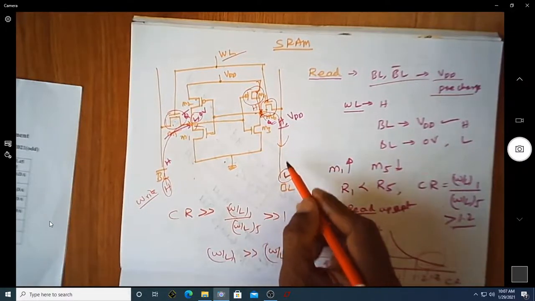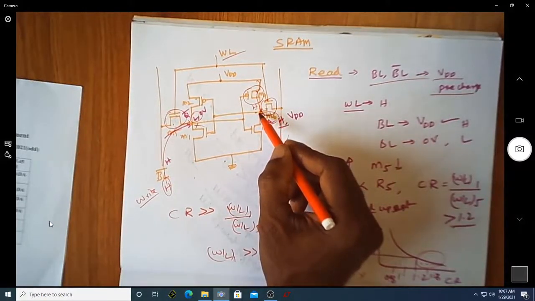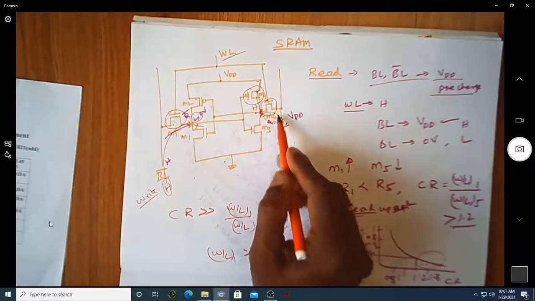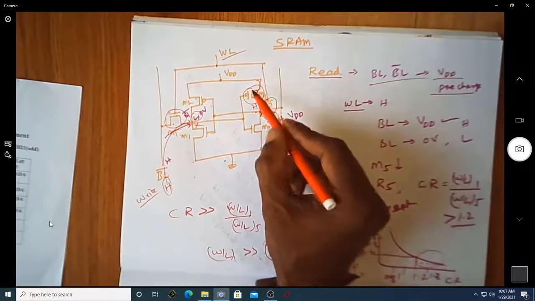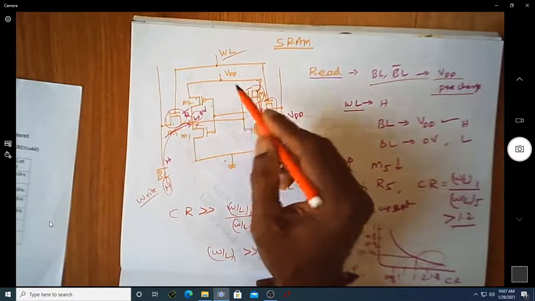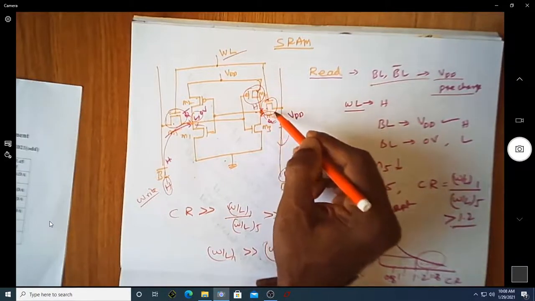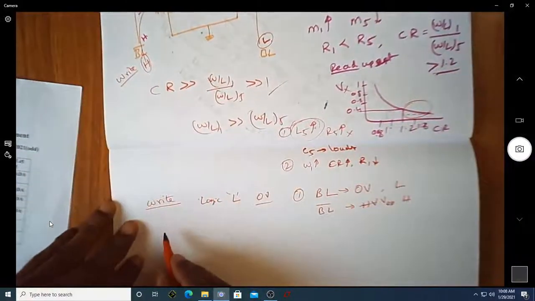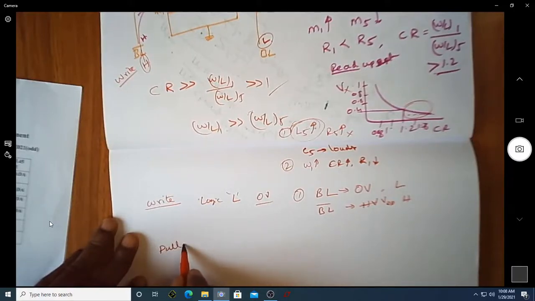Now this low should reach over here. What do I mean by low should reach over here? Whatever high value was stored earlier has to discharge. For this to discharge, the resistance offered by M6 should be less, and M4, which is already on because of your previous state, should have higher resistance, so that the discharge is faster and the charging is slower. In order to achieve that, we use something called the pull-up ratio.